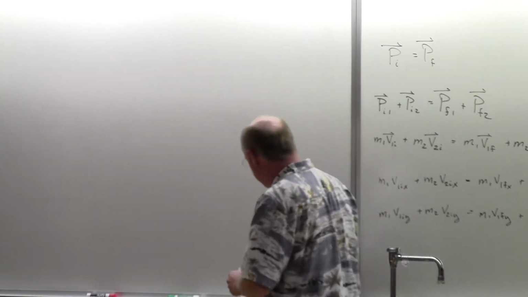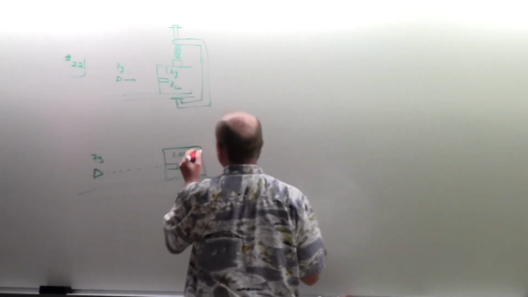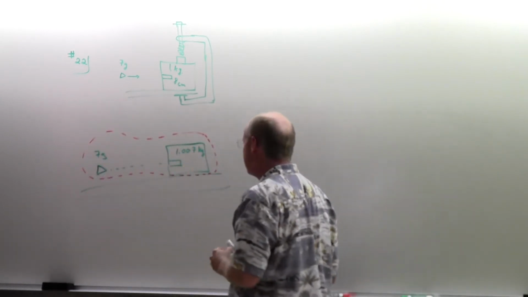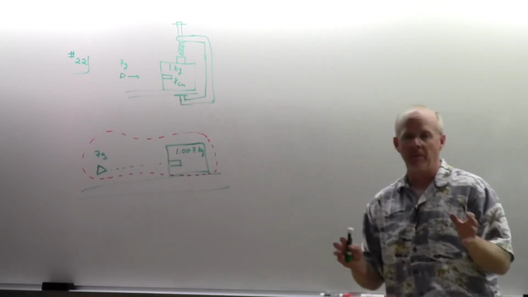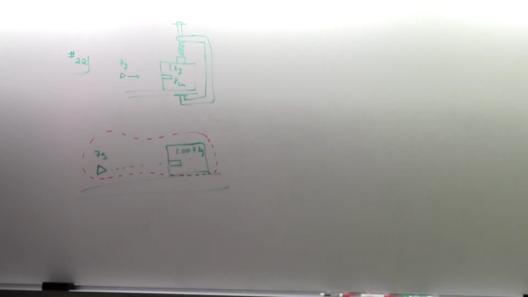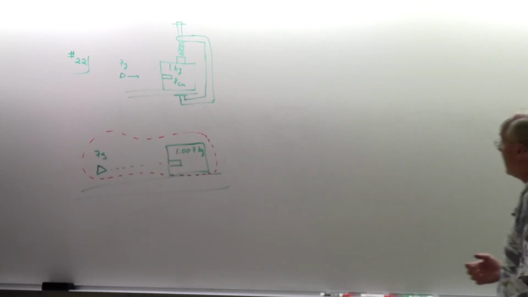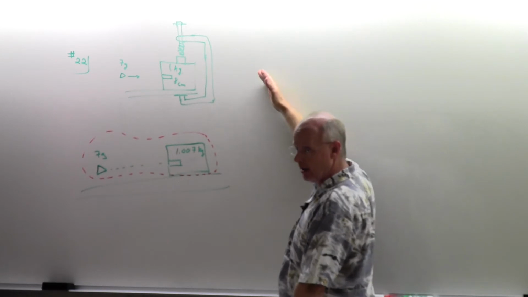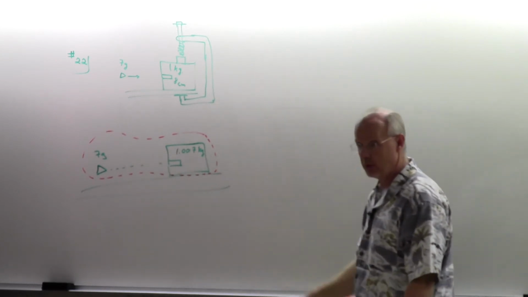But here's what I wanted you to see in this. If I then draw a dotted line that includes the bullet and the block, because there's no friction, the only forces involved here are the forces that the bullet puts on the block and the block puts on the bullet. And so if I include those two objects as my system, there's now no external forces and momentum is conserved. So how would I apply my equations to scenario 1 versus scenario 2?